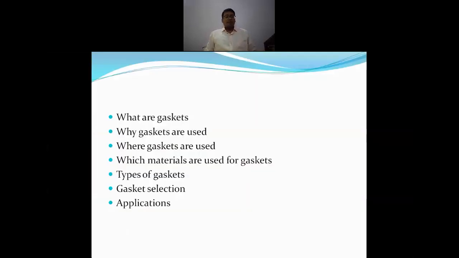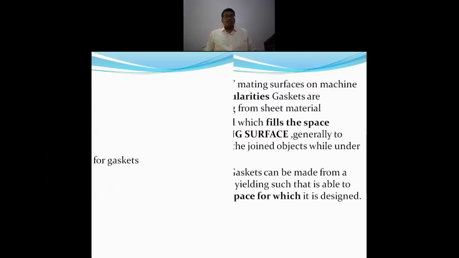Now in this topic we are going to understand what gaskets are, why gaskets are used, where gaskets are used, which materials are used for gaskets, then types of gaskets, gasket selection and its applications. Now first, what is a gasket?